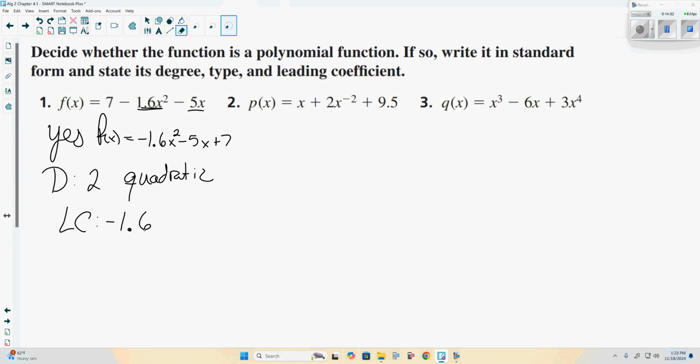All right, guys, let's look at number 2. X plus 2x to the negative 2 plus 9.5. Is this a polynomial function? No, we cannot have a negative exponent attached to a variable. How do we feel about these here? All right.